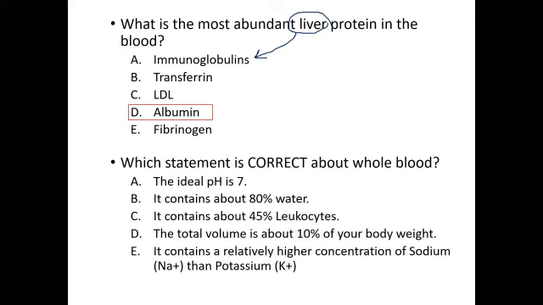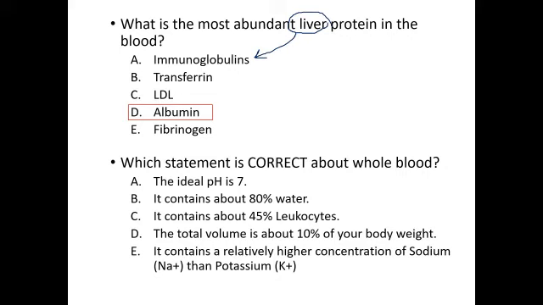Okay. One more practice. Which of the following is a correct statement about whole blood? A, the ideal pH is 7. This is not true. The ideal pH is 7.4, although generally it remains within the 7.35 to 7.45 range. B, it contains about 80% water. This is also not correct.